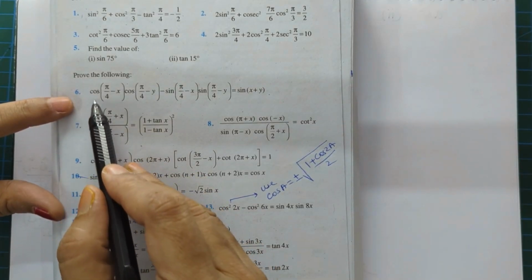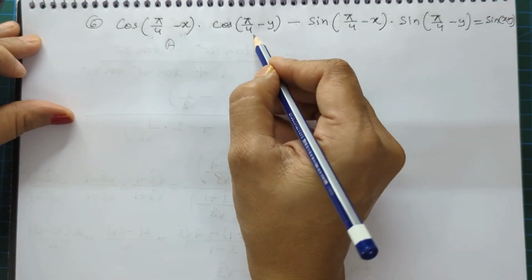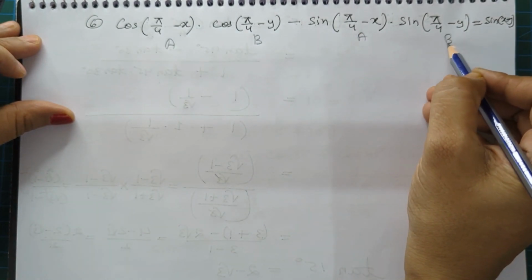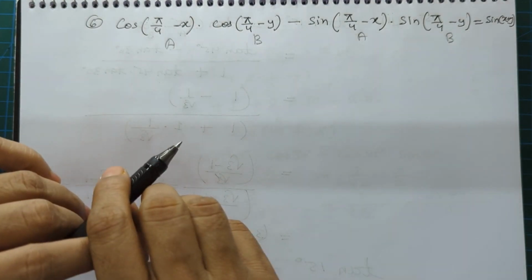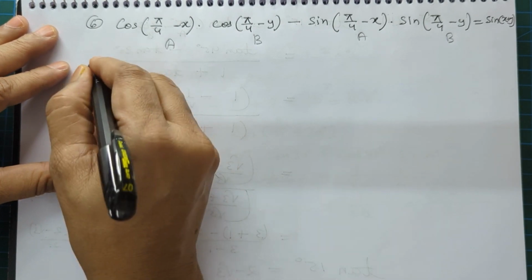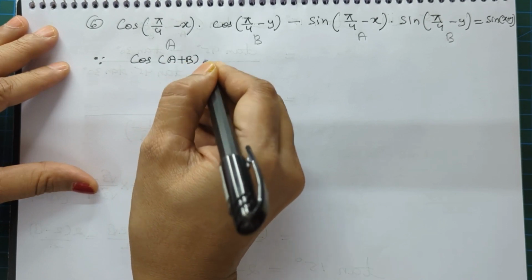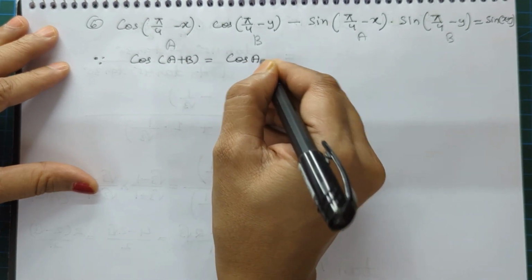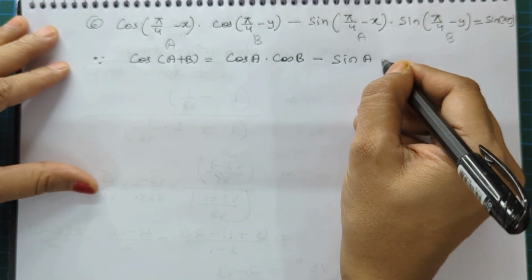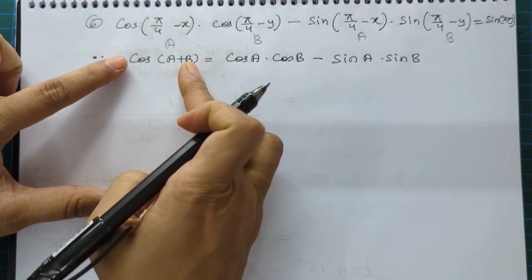Next, sixth question. We have to prove that the left hand side is equal to the right hand side. Cos A cos B minus sin A sin B is the cos of A plus B formula, since cos of A plus B is cos A cos B minus sin A sin B. So we will condense the left hand side in the form of this.